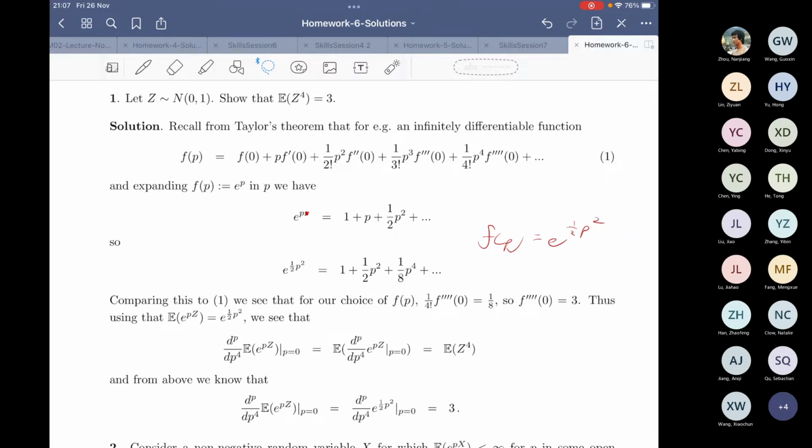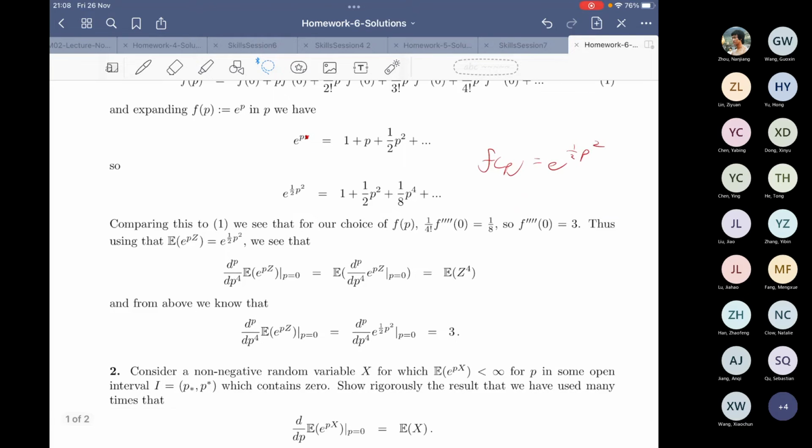So all we have to do is compare the p to the 4 term there and the p to the 4 term there. And when we do that, we see that 1 over 4 factorial times the 4th derivative of f at 0 is equal to an 8th, because that an 8th is in front of p to the 4 there. And here you've got 1 over 4 factorial times f prime of 0. So that tells us that f prime 0 is 3. So this is already telling us something about where the 3 comes from, but we need to just finish the proof.